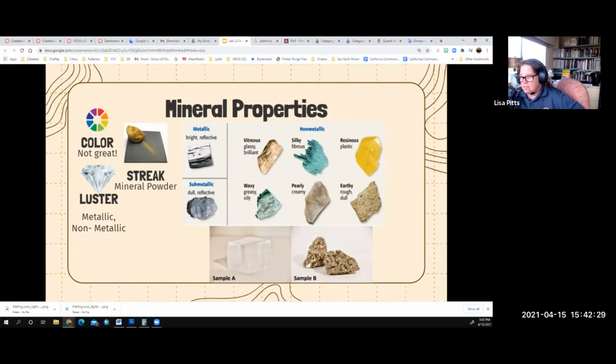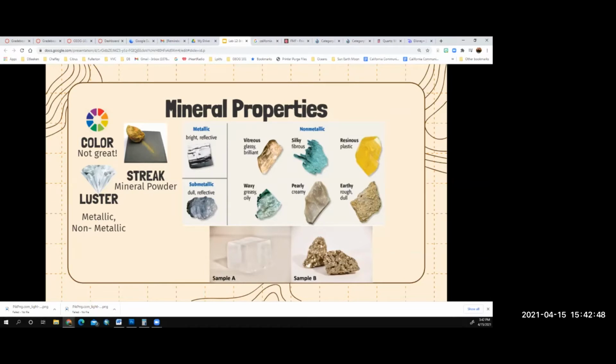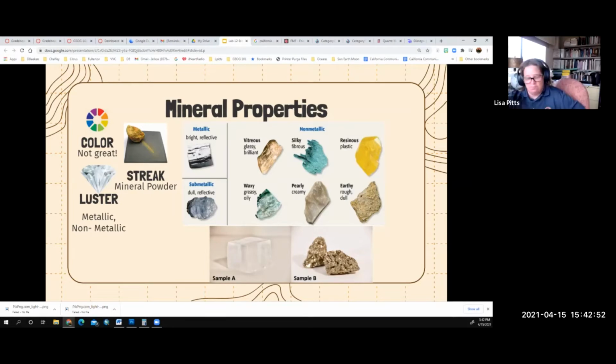And then B, does that have a metallic or non-metallic luster? Well, B is definitely metallic. Yes, very good. Woohoo! It's shiny.